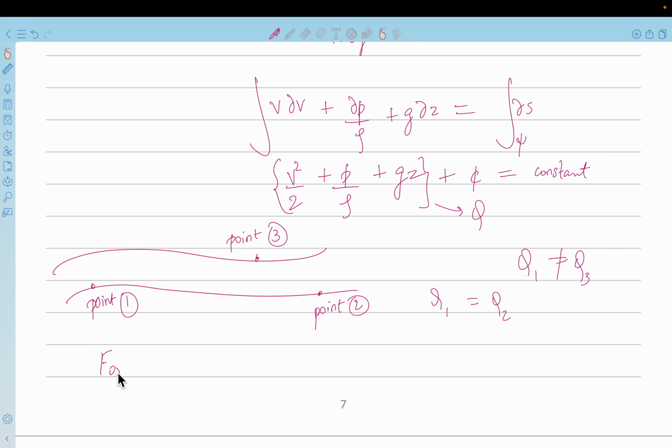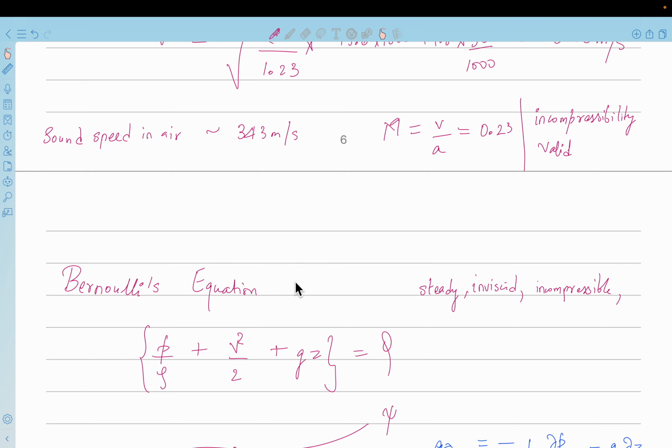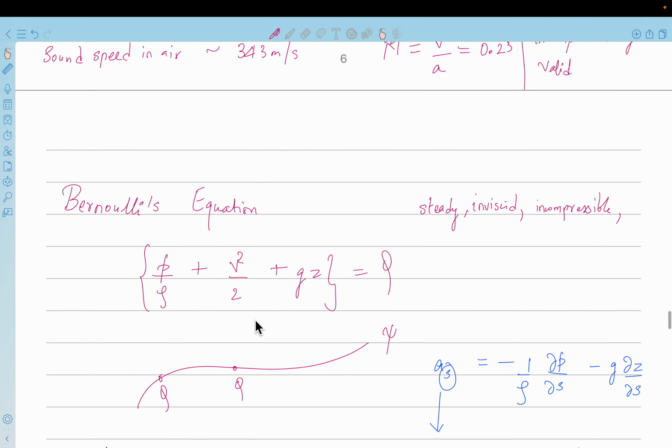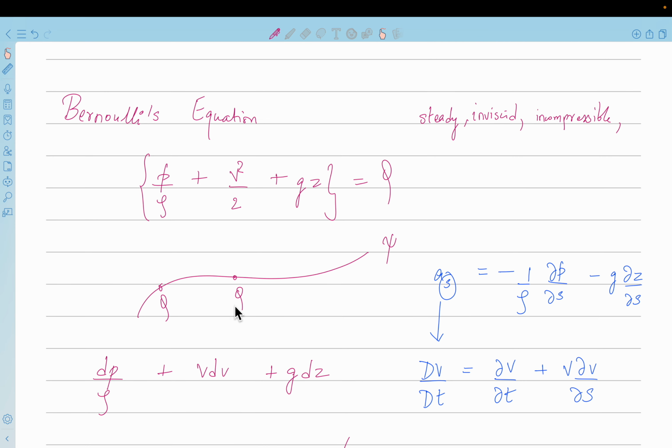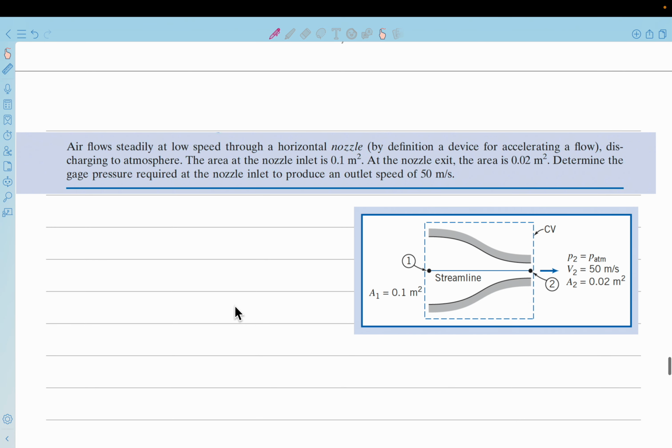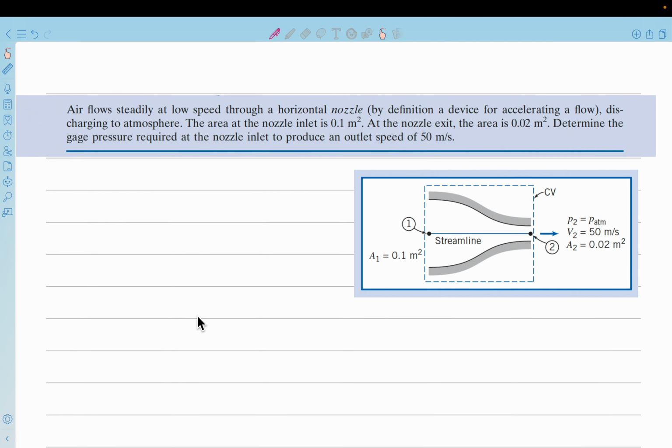So for irrotational flows only, you can say that q1 is equal to q3. Otherwise, we have to be careful and we have to apply Bernoulli's equation along two points which are on the same streamline. Alright. Okay, so let us solve this question.